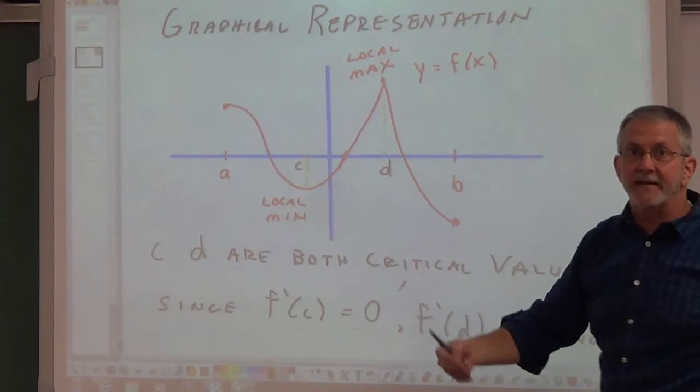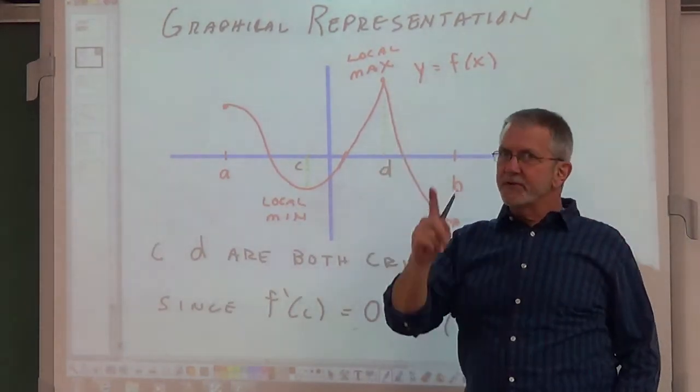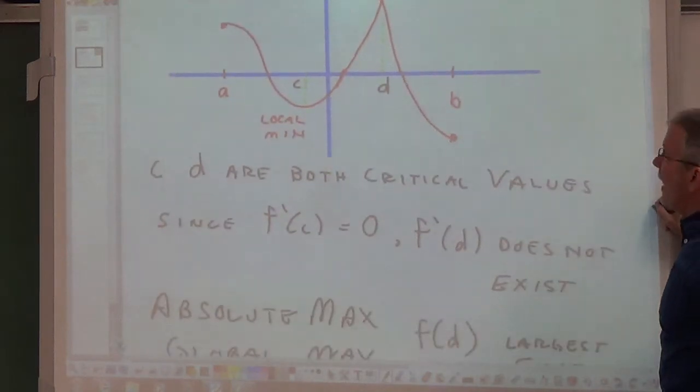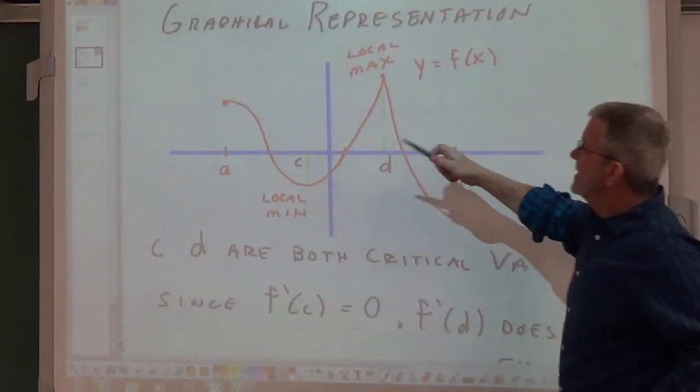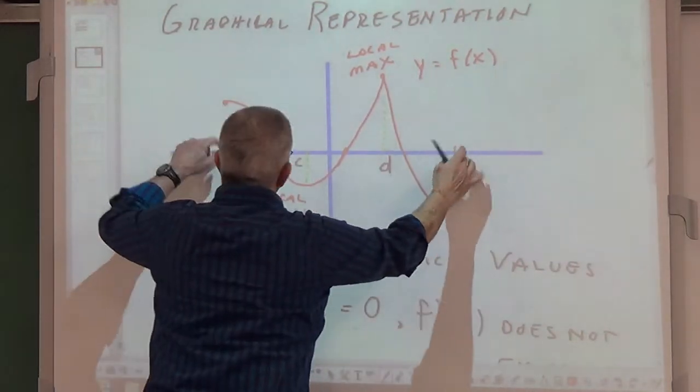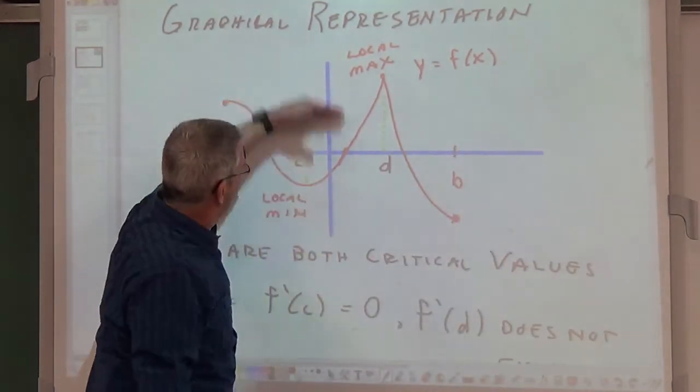Continuity does not imply differentiability. Differentiability implies continuity, very important theorem. Anyway, so what? So this thing has an absolute max. It has an absolute y value from somewhere between A and B. Where is that absolute y value?